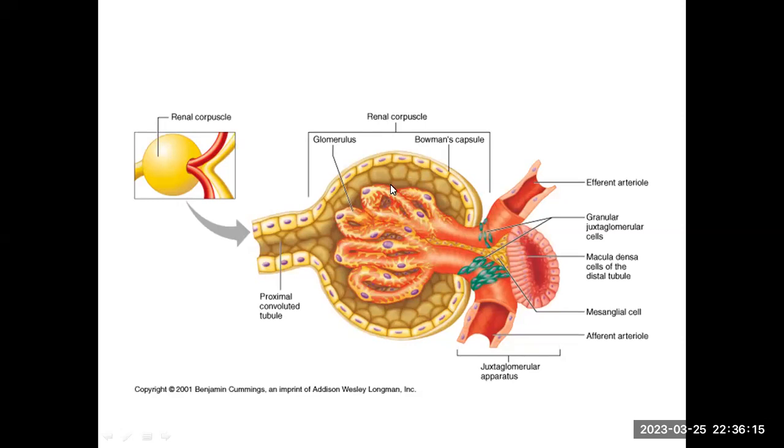This filtration of plasma fluids into the Bowman's space depends on the three layers which line the glomerular capillaries. The innermost layer is called the endothelium. This is the capillary endothelium. The outer layer is called the podocytes, which is the visceral layer of the Bowman's capsule, as we mentioned. Between the podocytes and the endothelium, we have the glomerular basement membrane. So these are basically the three layers forming the membrane of the glomerular capillaries.